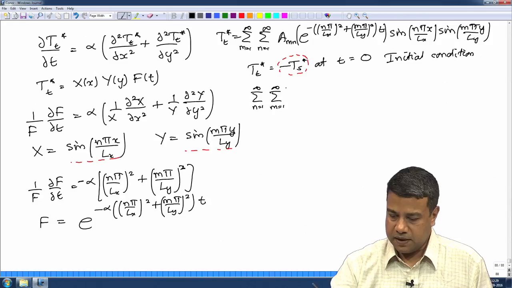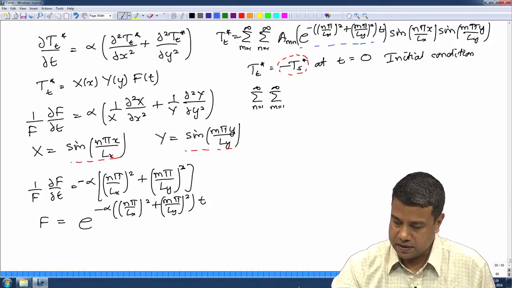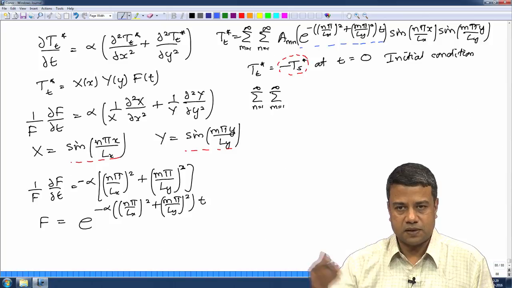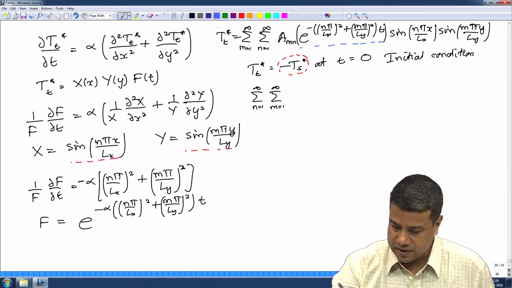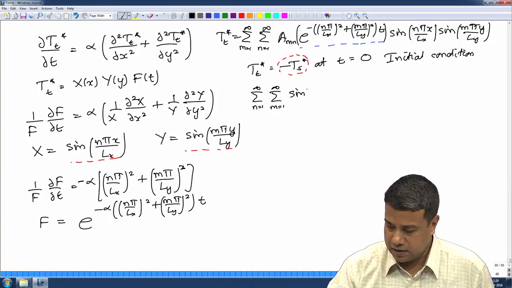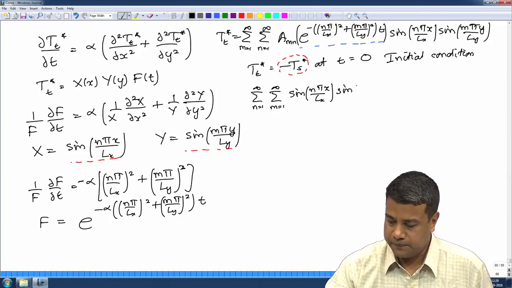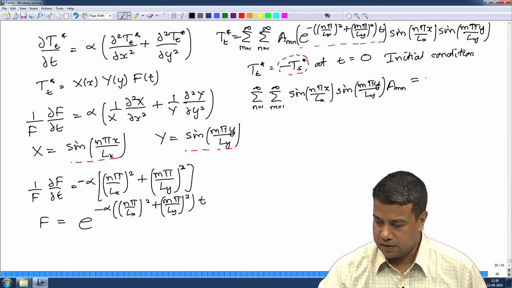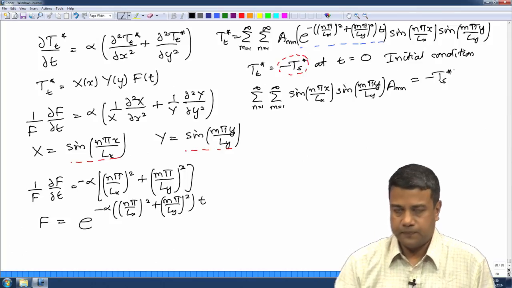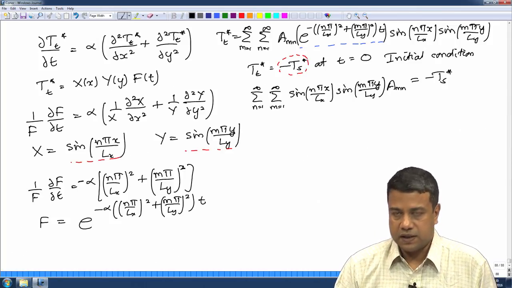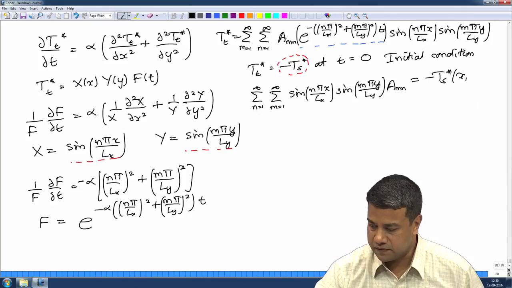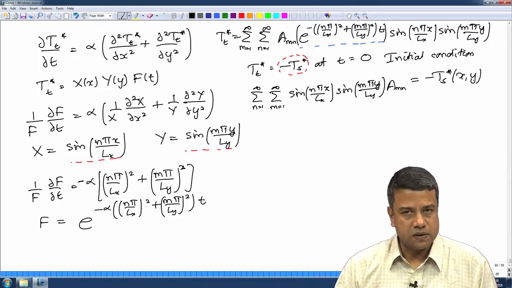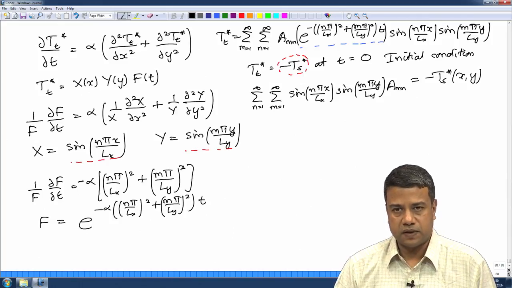At time t is equal to 0, this entire exponential is just equal to 1 because time is equal to 0. E power 0 is 1. So, I will just get sine n pi x by Lx sine m pi y by Ly into Amn is equal to minus the steady solution. And I have to use orthogonality relations. I know the steady solution is a function of x and y. I have to use the orthogonality relations in order to determine the coefficients Amn.